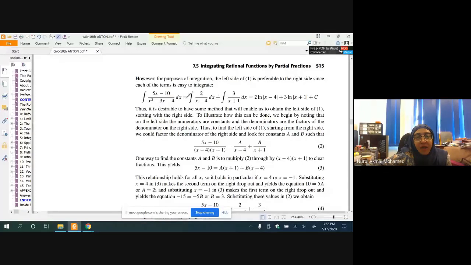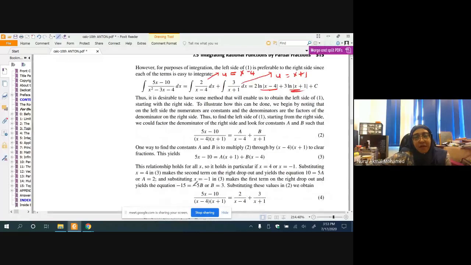So if you have this integral, you can equate it to this integral plus this integral, and these two integrals are just 2 ln|x minus 4| plus 3 ln|x plus 1|. If you are not sure of this, you can apply the substitution method, which is u equal to x minus 4, and for this one here, u equal to x plus 1. It will give you the same answer.